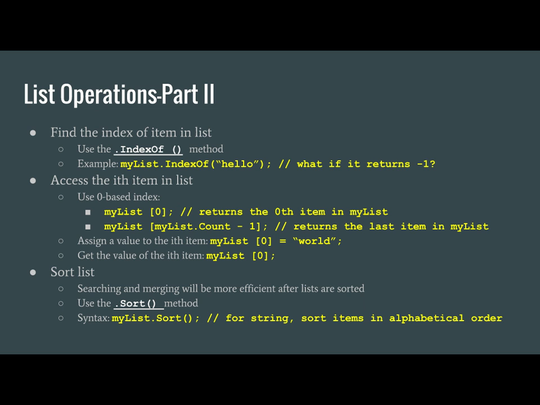Assign a value to the ith item. We can just say I want the 0th item to be world, or the first item to be 1. But you have to be careful with that, since you may have a list of 5 items. You probably cannot do that for the 6th item. In other words, you have to add a 6th item to it before you can assign anything to the 6th item. If you want to get the value of the ith item, you just use this expression, which returns the 0th item of the list.